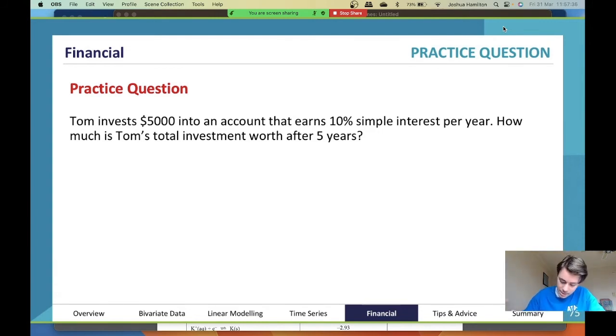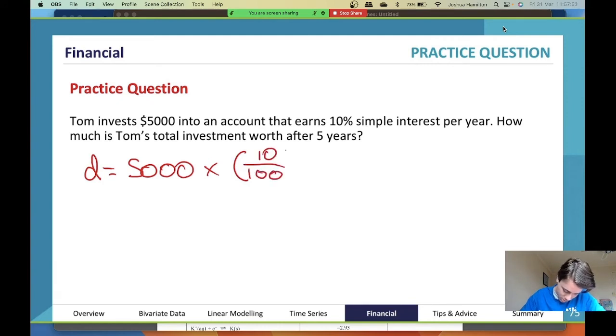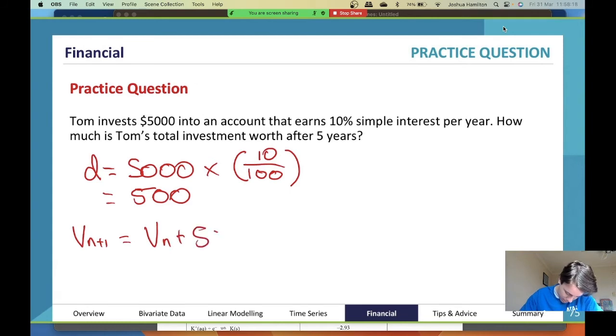So we have $5,000 and we want to figure out what the D value is. So D here is going to equal V0, which was 5,000, multiplied by R over 100, which is 10 over 100, which is 0.1. 10% of that will be 500. So our simple interest is going to be 500. Then we have our formula Vn+1 equals Vn plus 500, with V0 equal to 5,000.